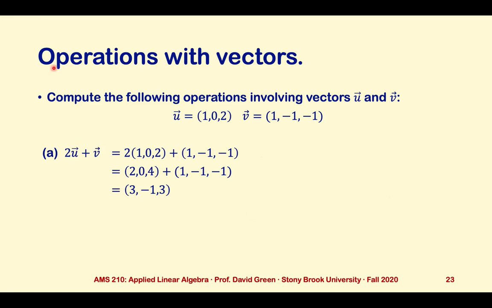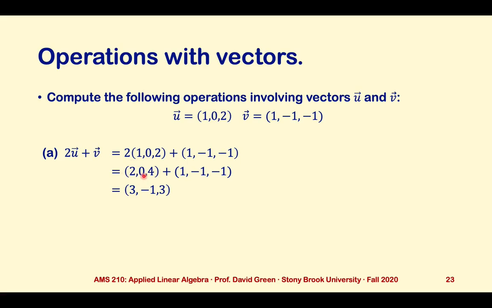Okay. So we want to compute the operation involving these two vectors, u and v. The first one, 2 times u plus v. Here, we're combining a scalar multiplication and an addition operation. Remember, scalar multiplication involves simply multiplying every element in the vector by the same scalar. So 2 times u, 2 times the vector 1, 0, 2, is simply 2 times 1, 2 times 0, 2 times 4, or the vector 2, 0, 4.